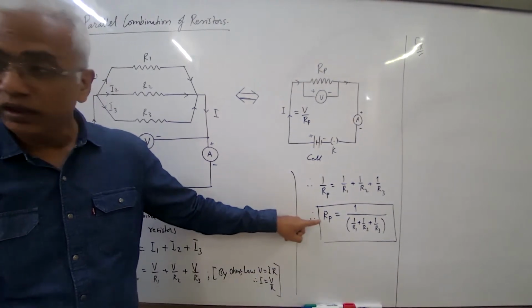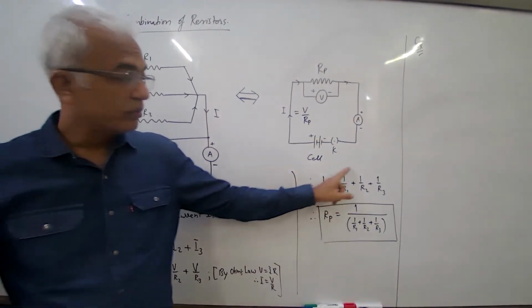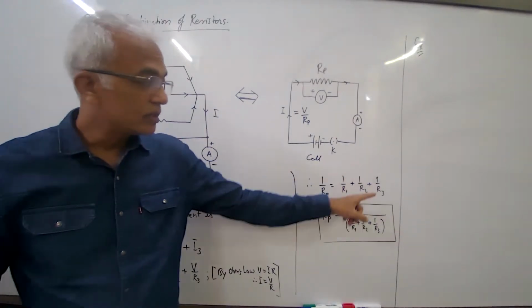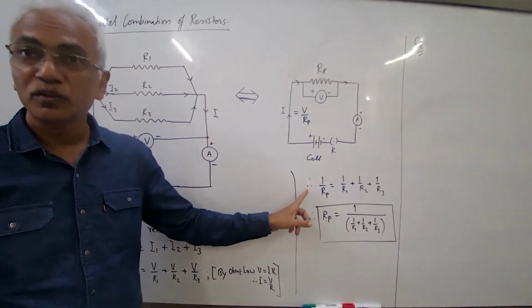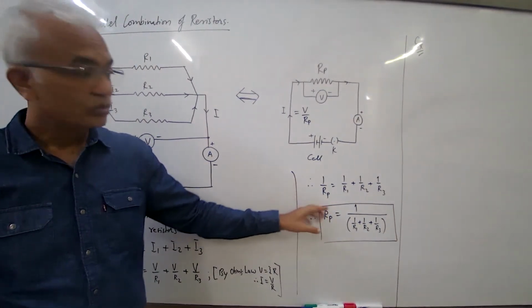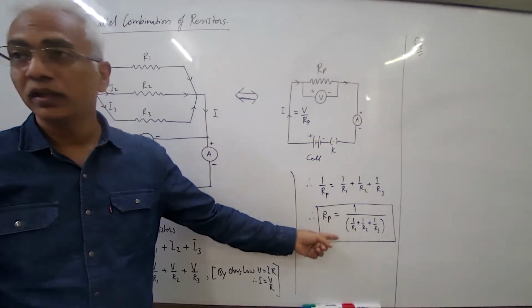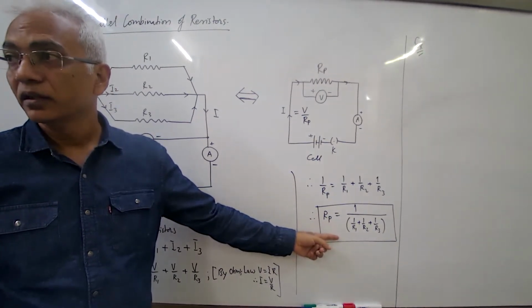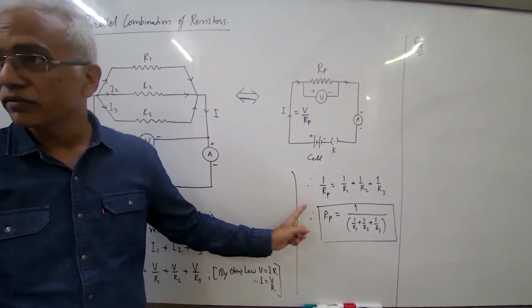What is the final RP? A lot of students make a mistake. They say this itself is the RP, but it is 1 by RP. So the final RHS also has to be reciprocated. Then you get the parallel combination of resistors.